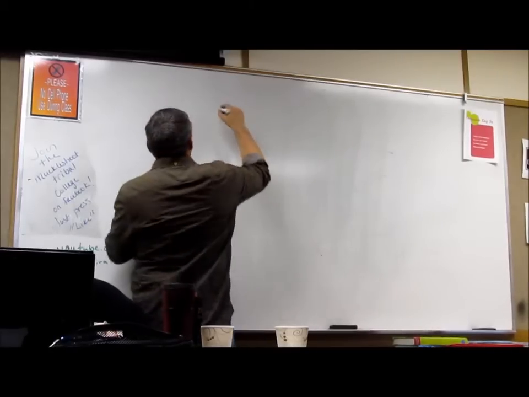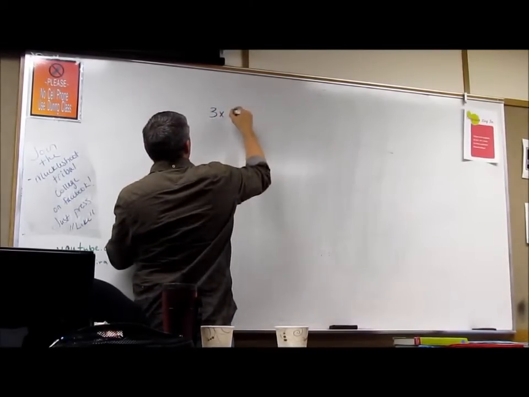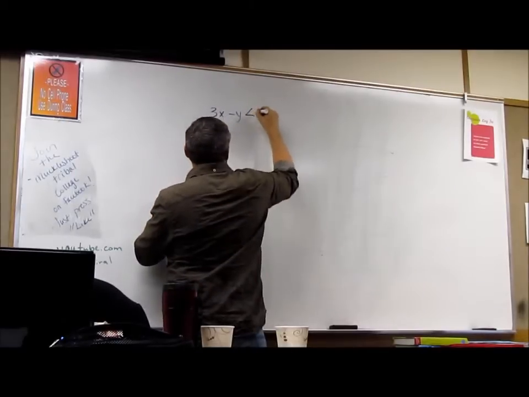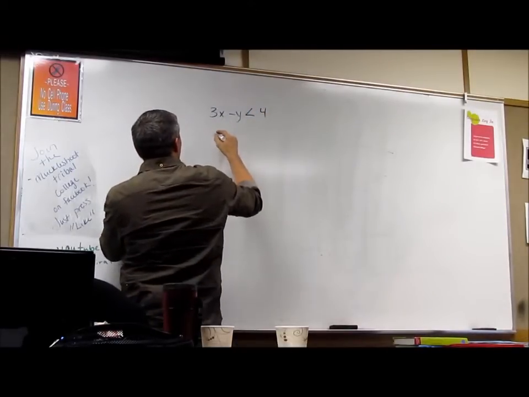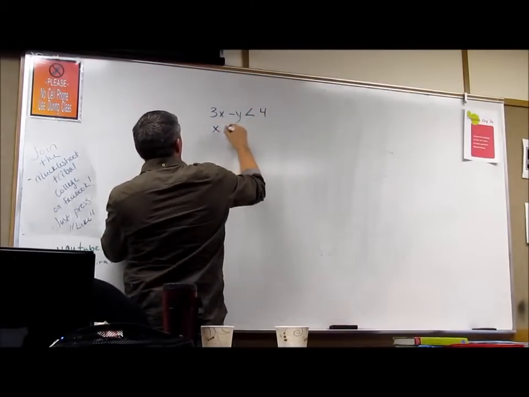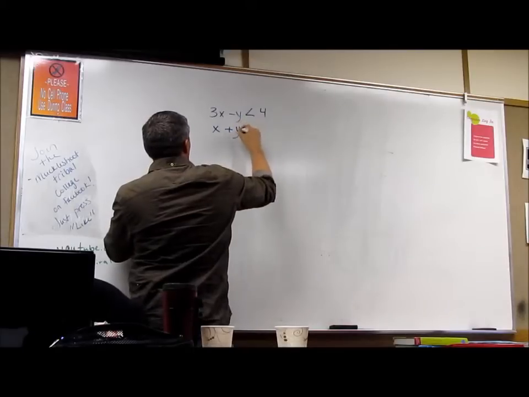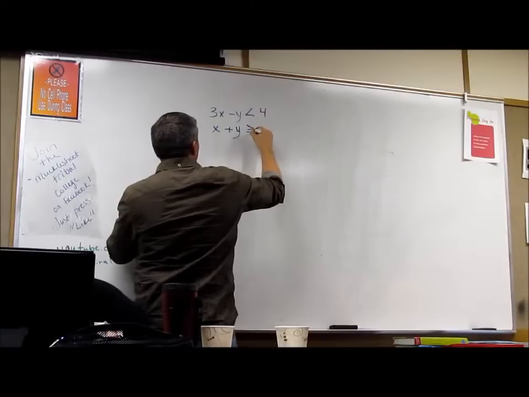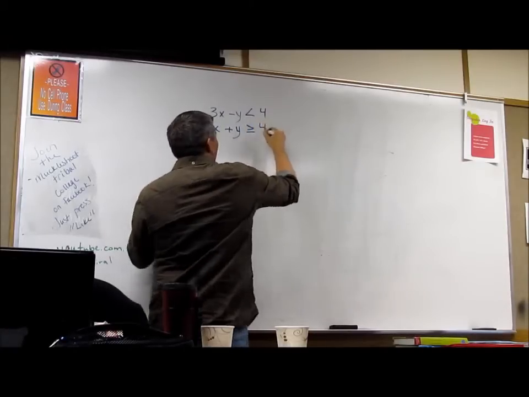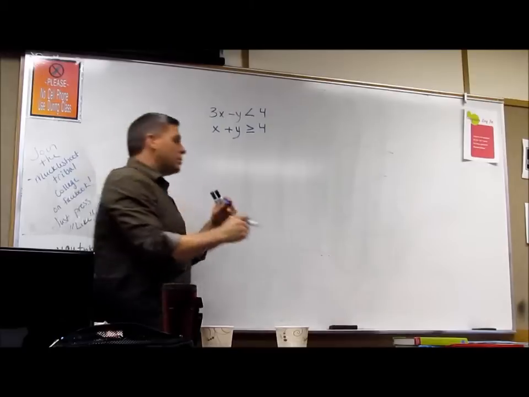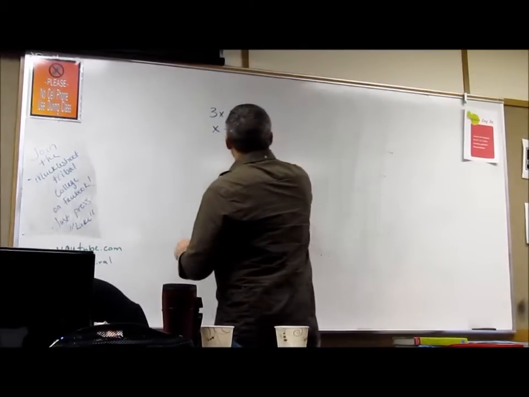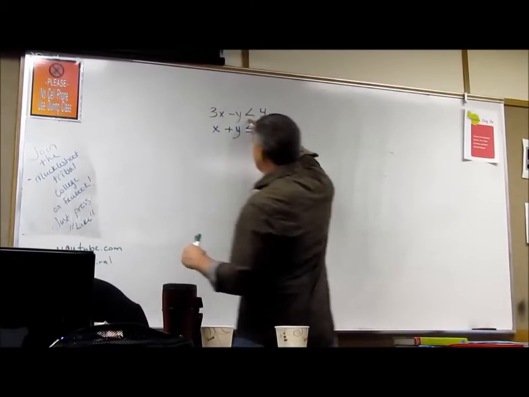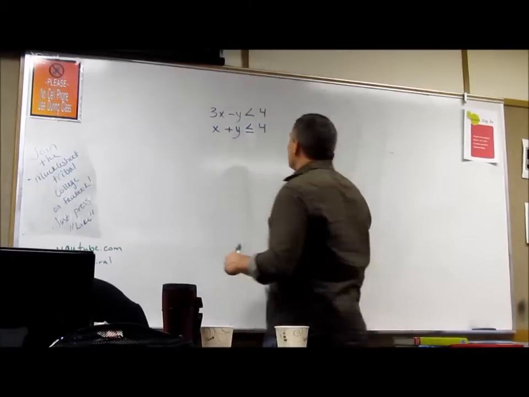3x minus y less than 4. Okay? X plus y is greater or less than 4. Greater than or equal to? Equal to. Oh, is that backwards? I mean the other way. Oh, I'm backwards. It's okay. Both of them. So it's less than or equal to, and is this greater than or equal to? Yeah. Okay.